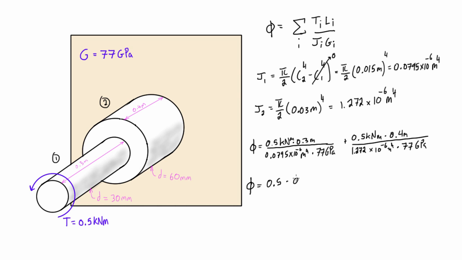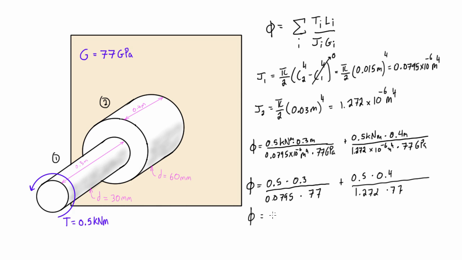We're just going to be left with 0.5 times 0.3, and then at the bottom we're just left with 0.0795 times 77. It makes our lives really easy if we're using this 10 to the minus 6 and all these other units. Then on this side we have 0.5 times 0.4, all over what's left, 1.272 times 77.